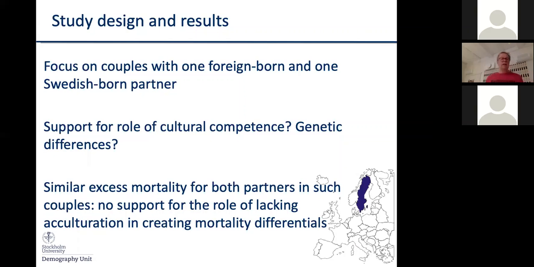But interesting with this study is that we find the same excess mortality for both partners in these couples. So the Swedish-born spouse or partner and the foreign-born spouse have the same excess mortality risk of COVID-19. So that is really a strong argument that acculturation, and perhaps also genetic differences, cannot be important, and they do not contribute to creating these mortality differentials. But the mystery is still there. The finding is not yet explained.